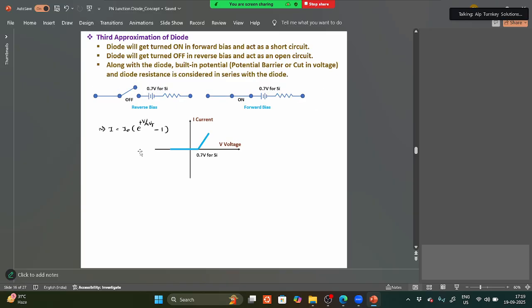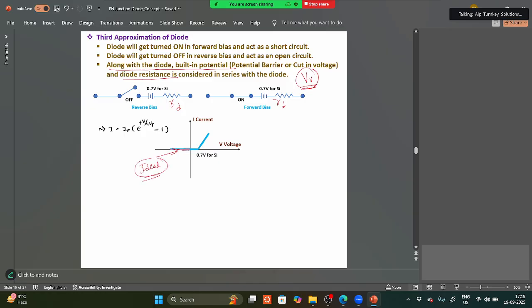In the third approximation, along with the cut-in voltage, we are adding the diode internal resistance. What is the diode built-in potential? V gamma. Along with V gamma, we are adding a diode resistance. Let us take RD, which is nothing but the diode internal resistance. In reverse bias, this is the same as ideal only. In reverse bias, there is no change.